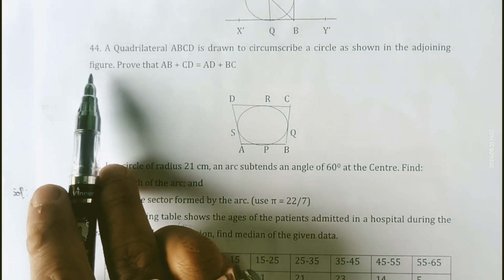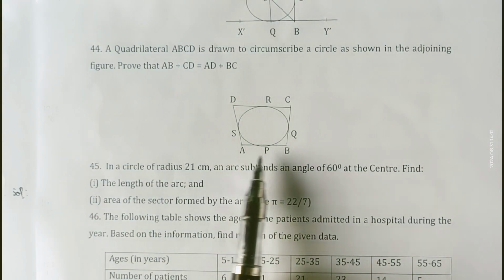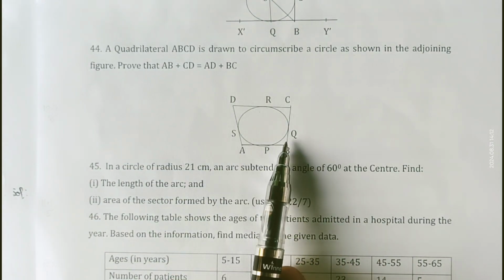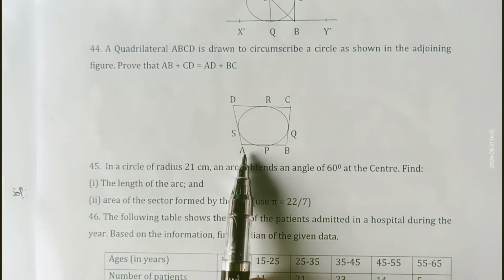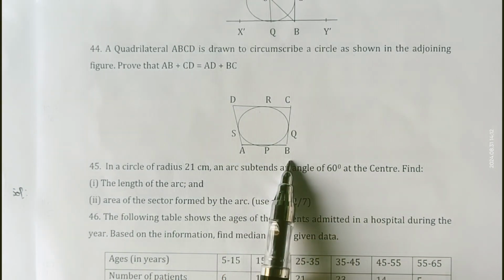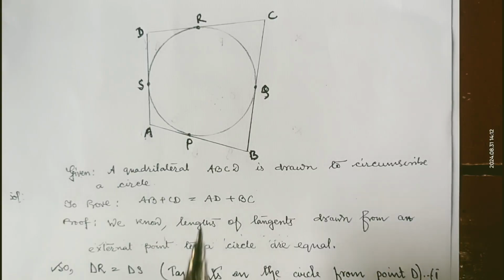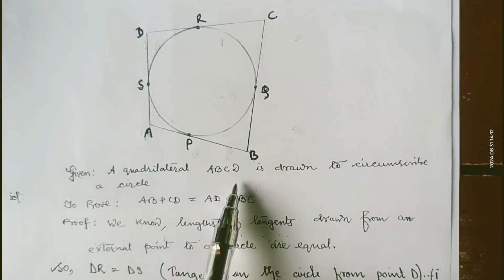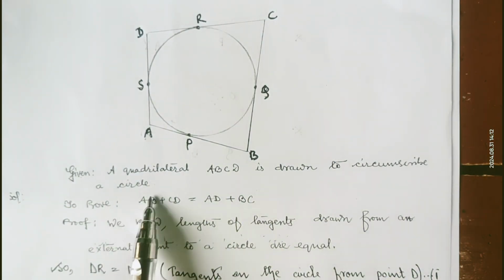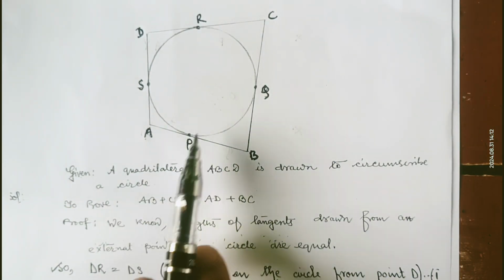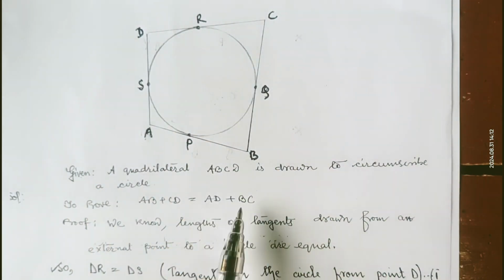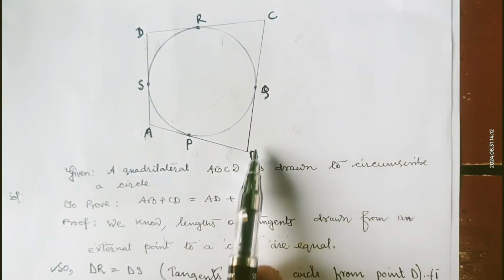In question number 44 it is given that a quadrilateral ABCD is drawn to circumscribe a circle as shown in the figure. We have to show that AB plus CD equals AD plus BC. Here the quadrilateral ABCD is drawn to circumscribe a circle, and it is touching at P, Q, R and S. We have to show AB plus CD equals AD plus BC.